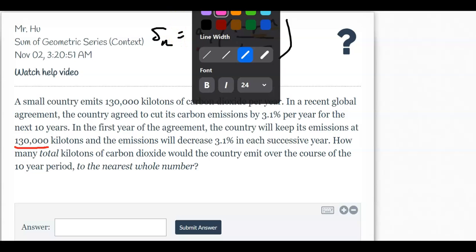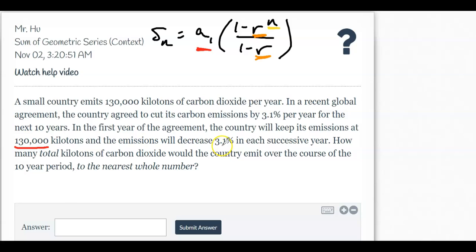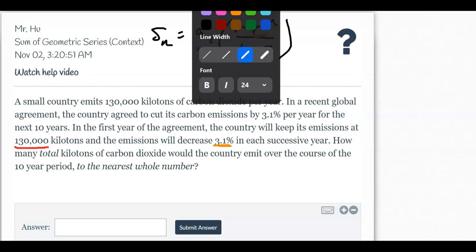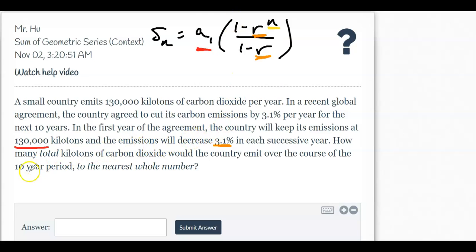And then they say they're going to decrease 3.1% in each successive year. Now, I'm going to underline that here. And finally, okay, how many total kilotons will they emit over 10 years? That's 10 years, starting with the first year, obviously, right? Now, I do have to mention that even though this says 3.1%, you have to take 1 minus this number, okay, as a decimal, in order to get your actual r. Okay, this is going to be 0.969, I think. Okay, so that's what you would use there. But you're basically going to follow the formula, okay, and plug them all in as you see them, and hopefully you'll get your answer that way.